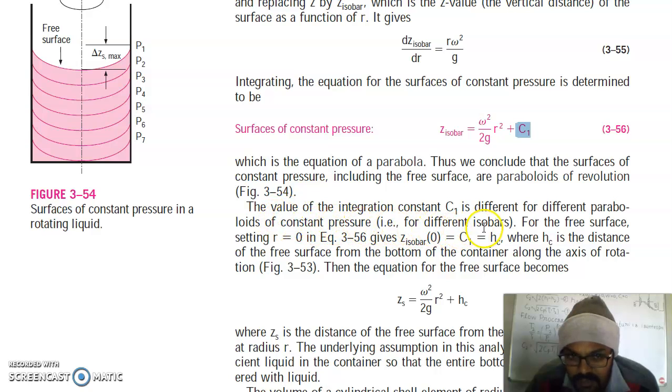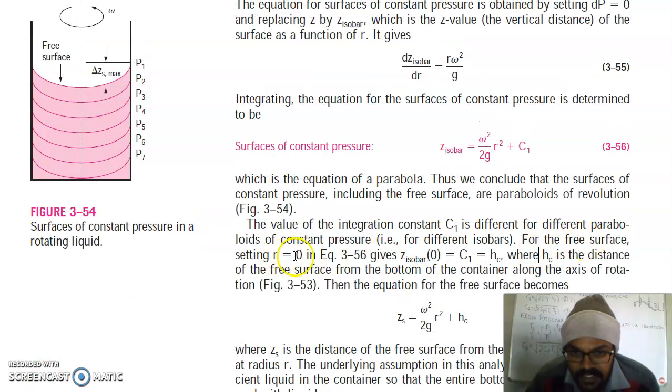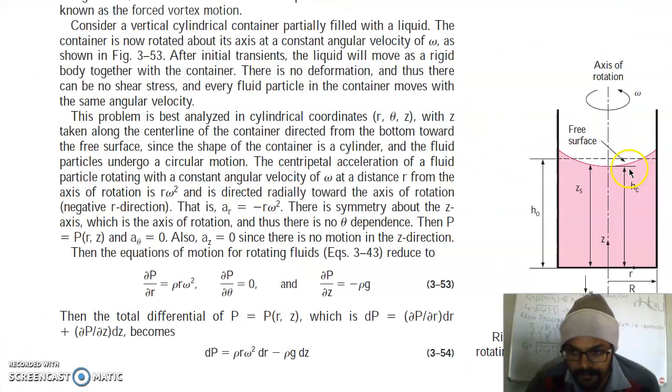It means for different isobars. Means this C1 will vary for this isobar, this isobar, this isobar. So we will say that Z isobar we will take at 0. For the free surface, setting R is equal to 0. Means for this surface, when you put R is equal to 0, this height which is Z will become HC.